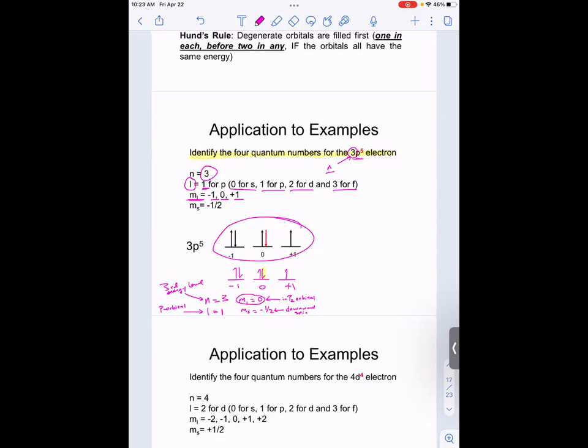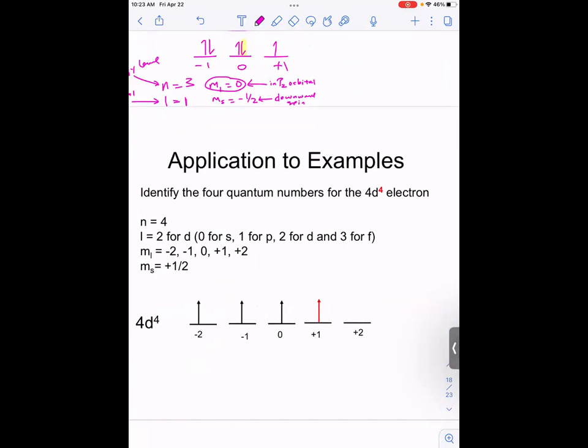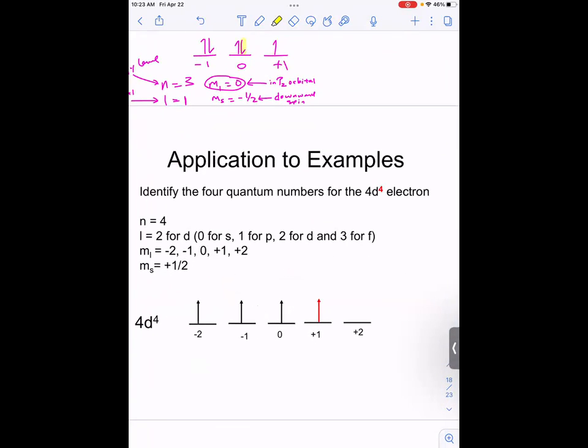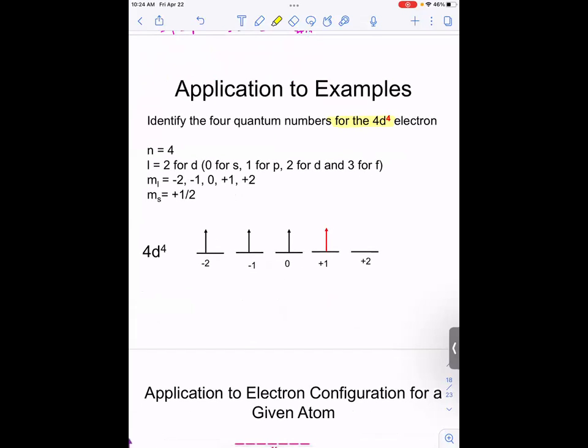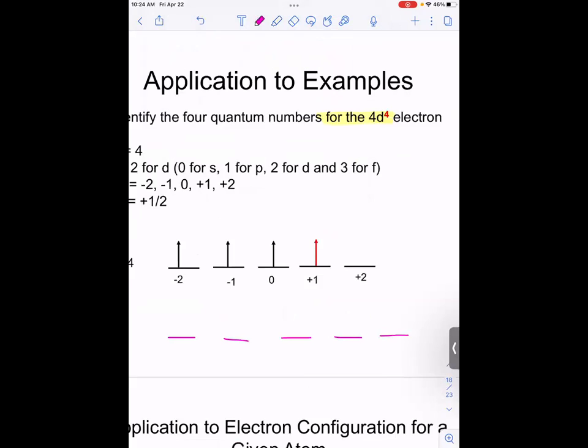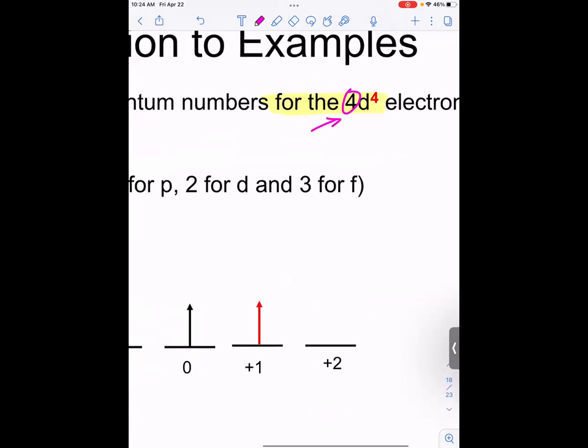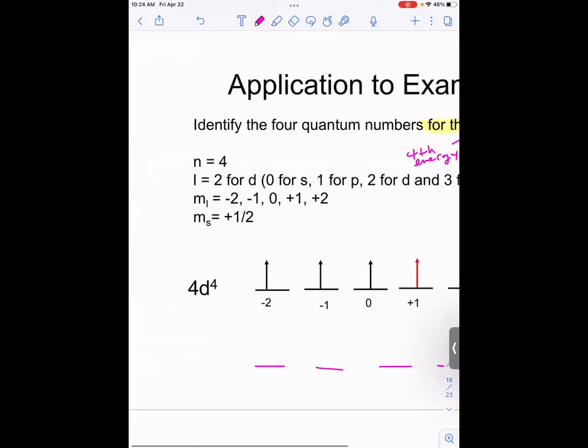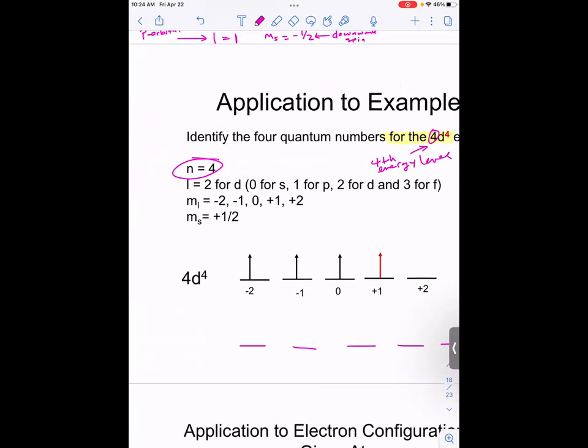All right, let's do another one. So this says identify the 4 quantum numbers for 4D4. So let's draw this out. And we're gonna do it by hand. I have it on here, but I also want to do it by hand. There are 5 D orbitals total. And it says 4D, right? That means the 4th energy level. That means N is 4. The principal quantum number is 4.